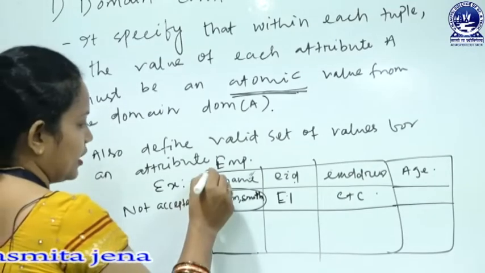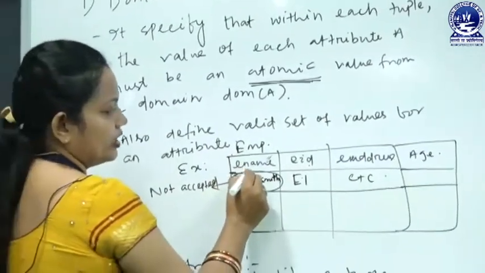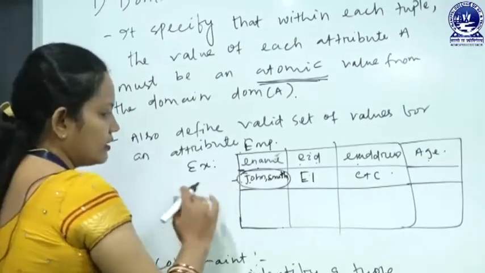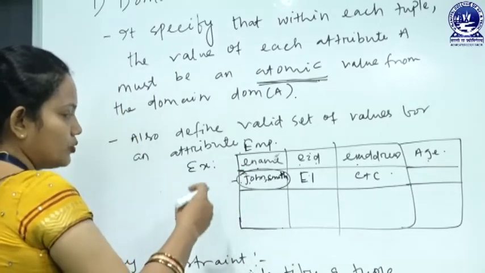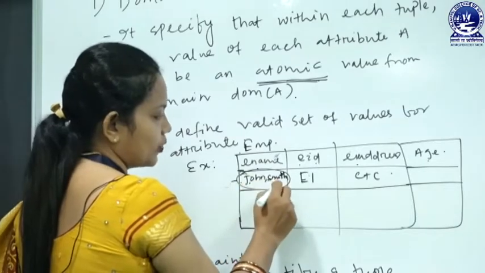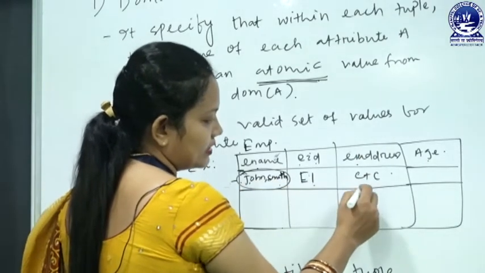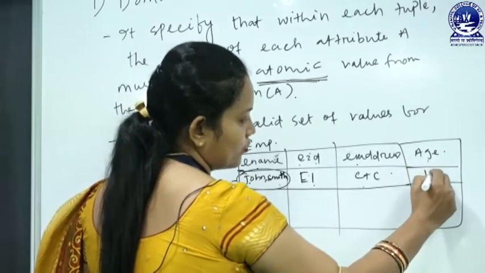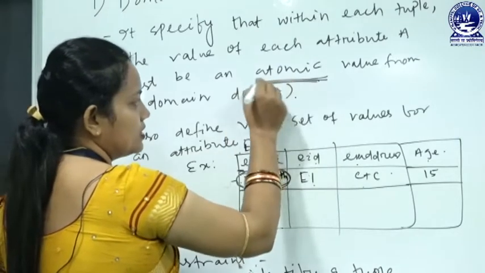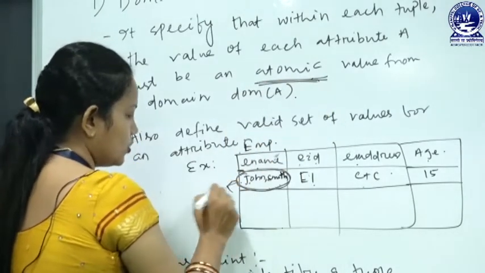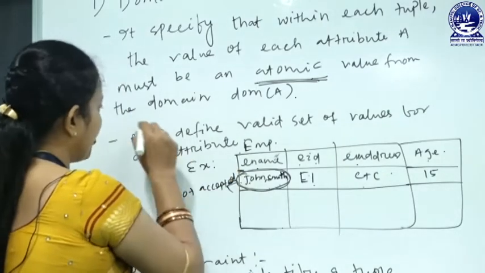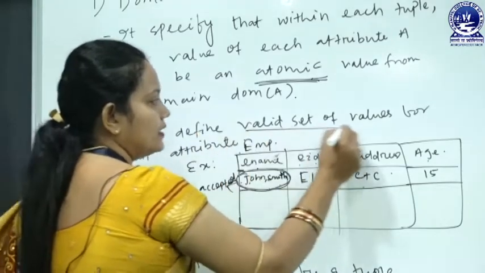Let us see an example of how the domain constraint is used in the relational model. Suppose there is an employee relation having attributes e-name, e-id, e-address and age. Suppose I want to put a tuple in the employee relation, then the e-name is John Smith, id is E1, e-address is CTC and age is suppose 15. As per the domain constraint, the value of each attribute must be atomic, so this will not be accepted. This is the first example, and the second point is that it also defines the valid set of values.